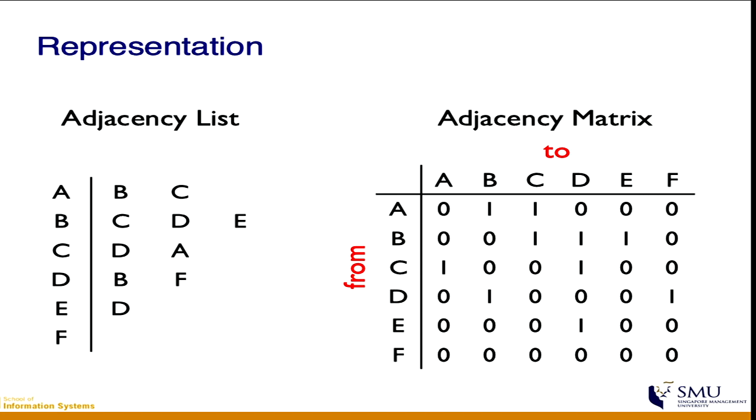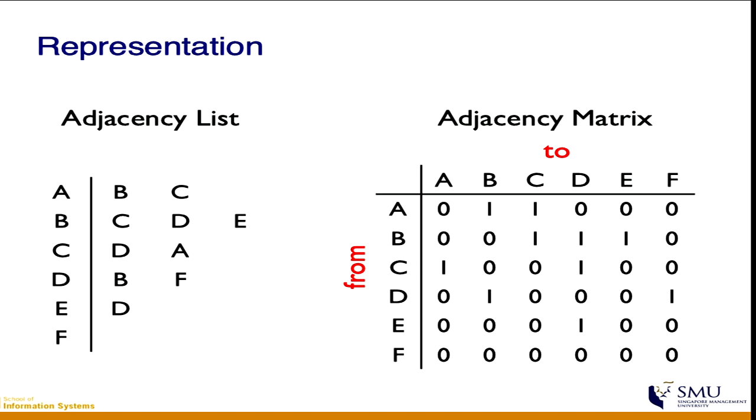So B has edges to C, to D, to E. So accordingly, we have B's list containing C, D, and E. C has edges to D and A, D to B and F, E to D, and F to nothing, right? Now, we can also represent exactly the same information, but in terms of a matrix.